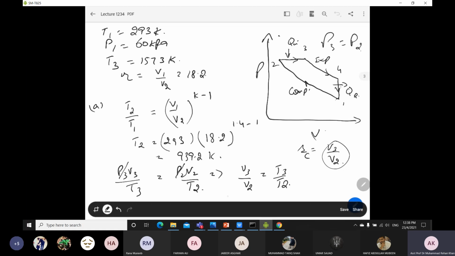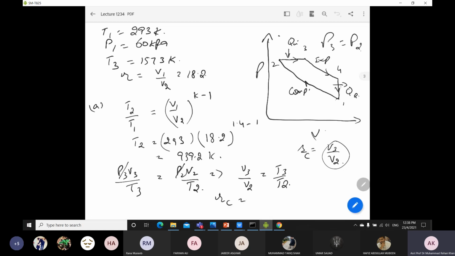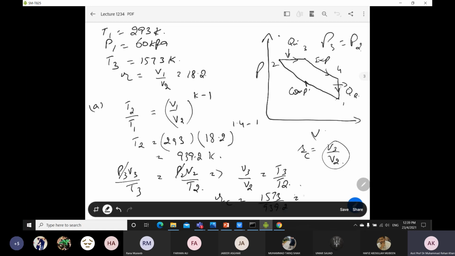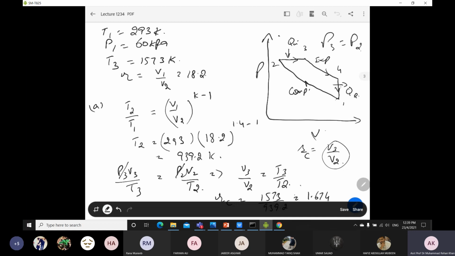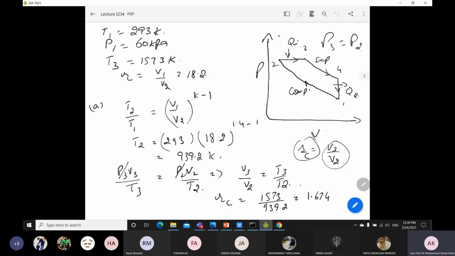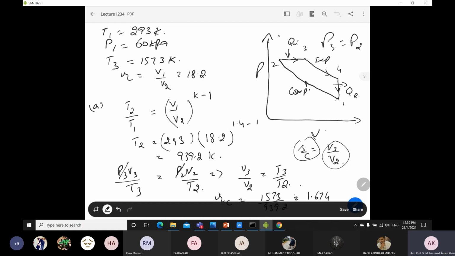Okay, so from this relation we can say that RC value is equal to 1573 Kelvin over T2 value, 939.2 Kelvin, and you can just divide it and you will get the value of 1.674 for your RC. Okay, so this is the process if in the question it is asked to find the cutoff ratio. So you can solve the cutoff problem like this. Okay, so you can note it down, then I will move towards the next part.